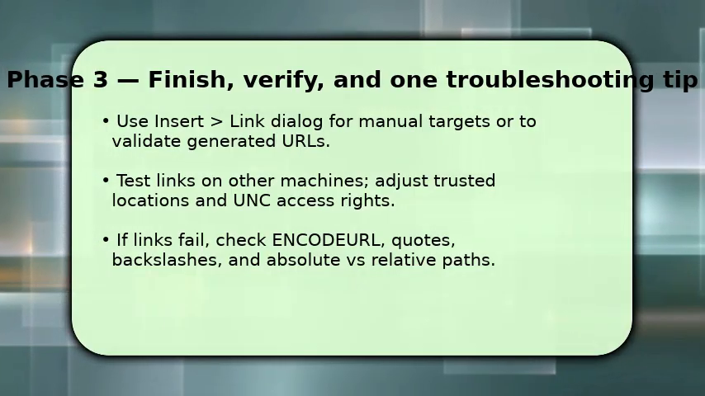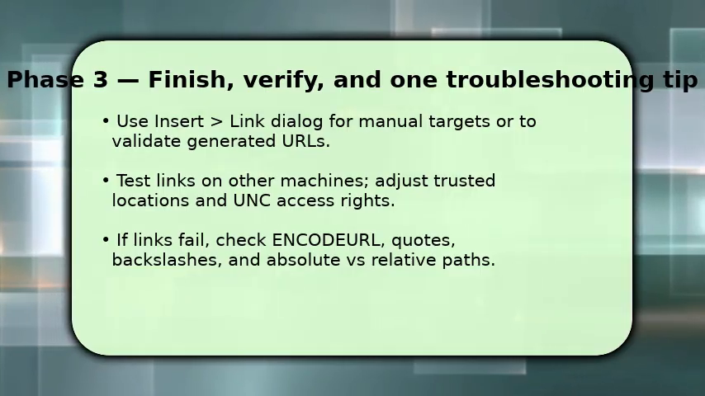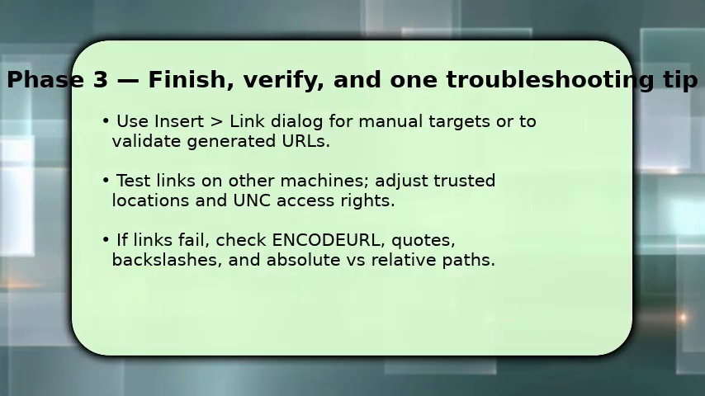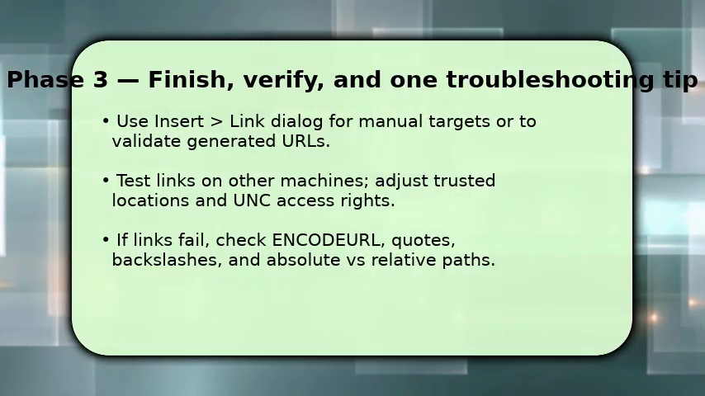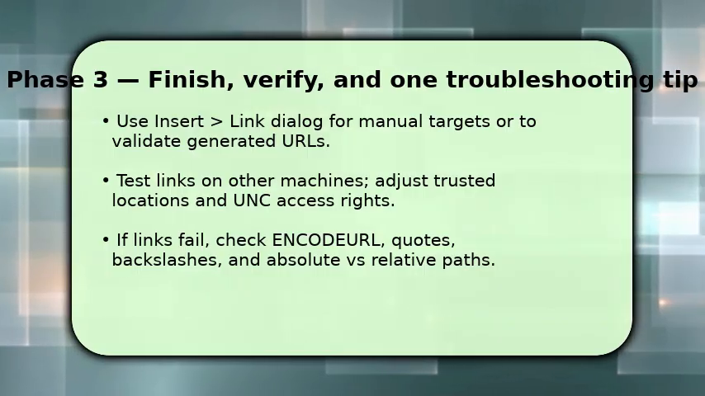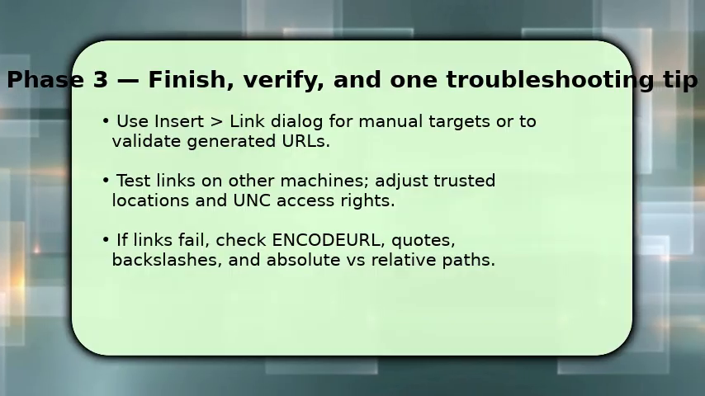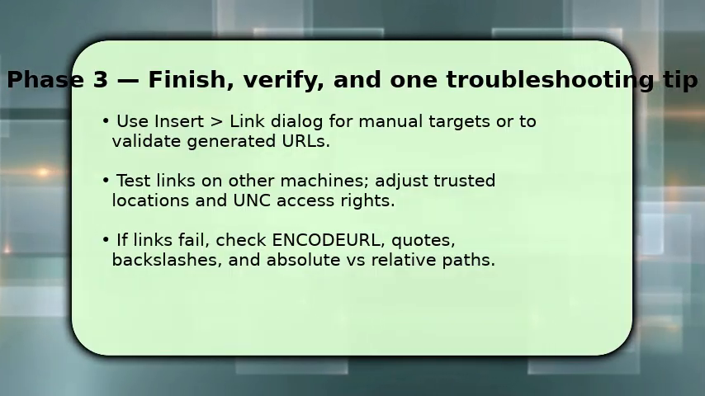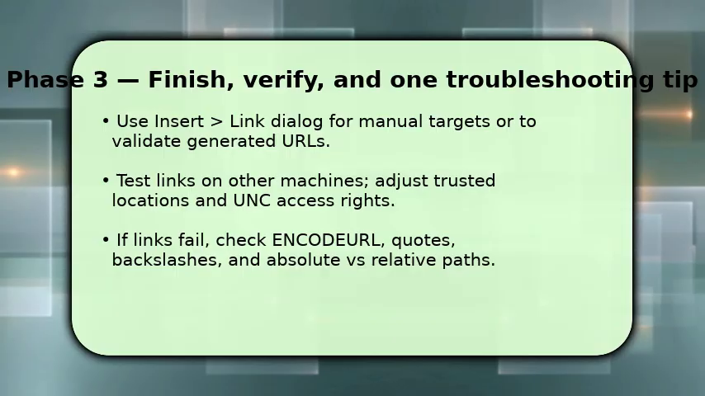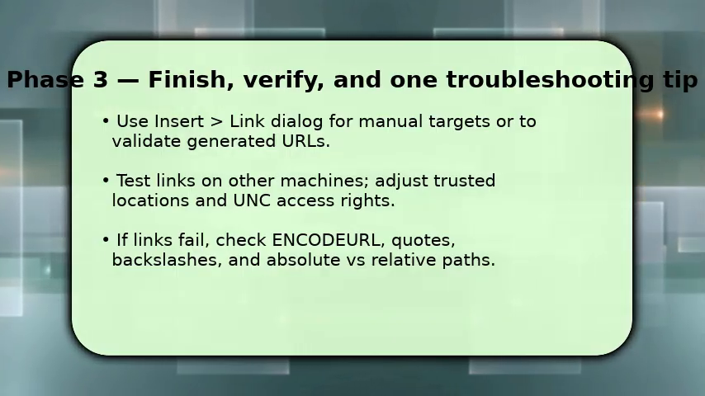Once done, test links on another device and in a browser to ensure map providers resolve addresses correctly. If something goes wrong, first check your encoder usage and whether quotes or backslashes are escaped properly. Also confirm network permissions for UNC paths and make sure Excel's Trust Center isn't blocking external content.